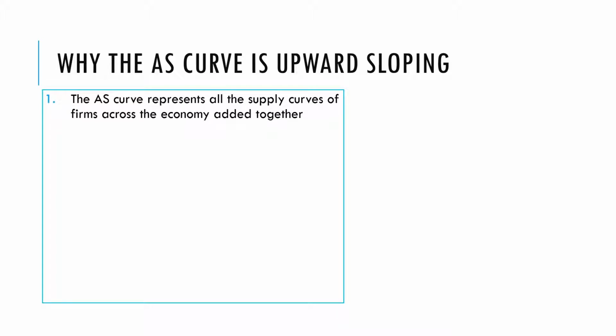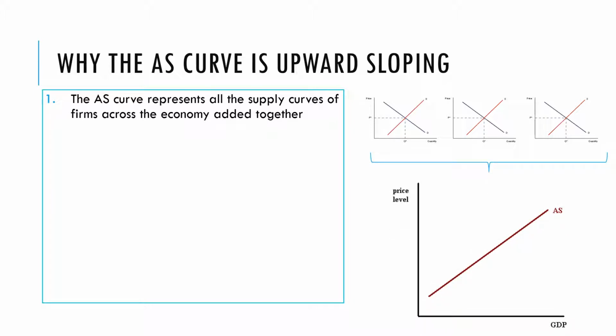The first one is that the AS curve represents all the supply curves of firms across the economy added together. So we take the supply curve of all the firms in the petrol industry, and we add it to the supply curve of all the firms in the food industry, and we add it to the supply curve of all the firms in the sportswear industry. If we add it across all the industries in the economy, because they're all upward sloping curves, in aggregate across the economy, AS would be upward sloping and showing us the relationship between the price level across the whole economy and output across the whole economy, real GDP.